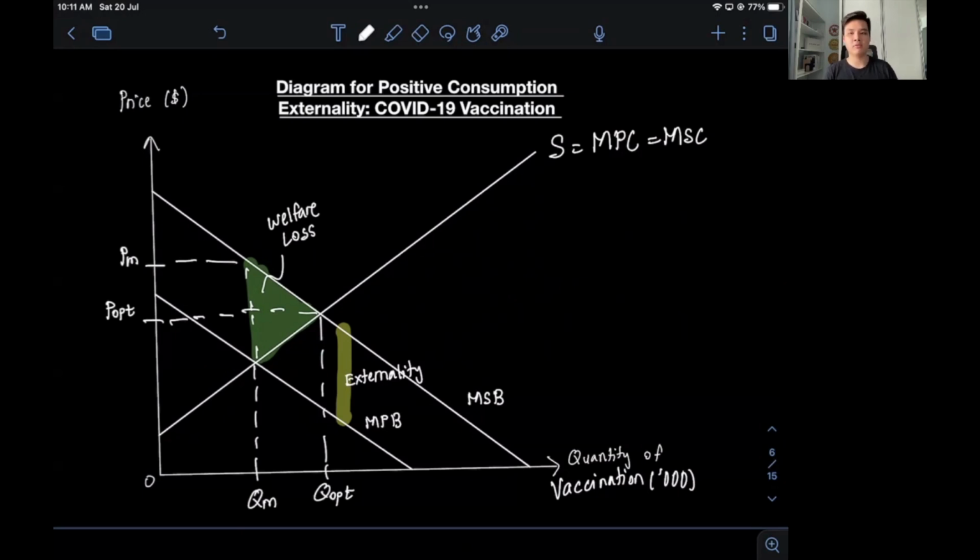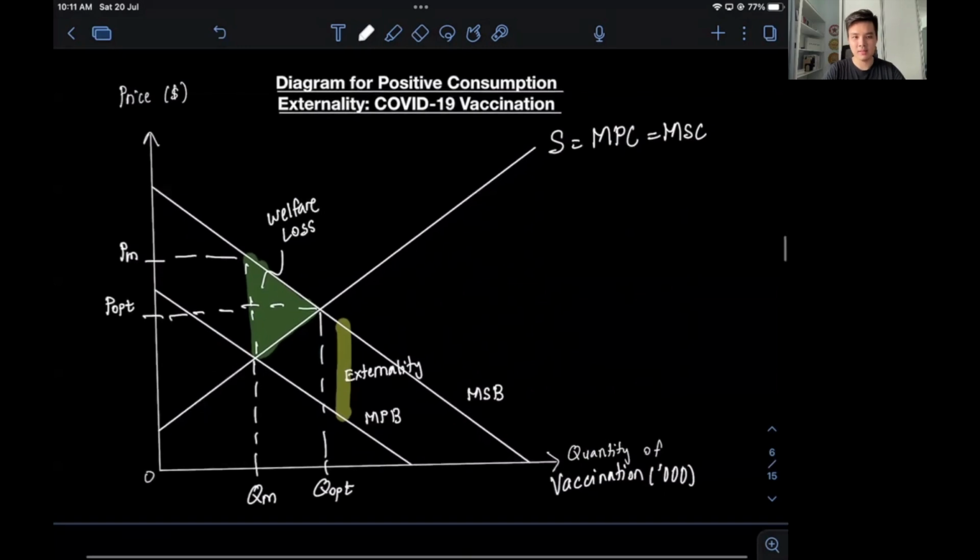Not only does this benefit the single individual who's getting vaccinated, but it also helps to slow the spread of COVID around society as a whole. Society as a whole will benefit when more and more individuals get vaccinated against COVID-19. Therefore, the social benefit of getting vaccinated becomes larger than the private benefit of an individual getting vaccinated. So this explains how positive consumption externality is an externality.